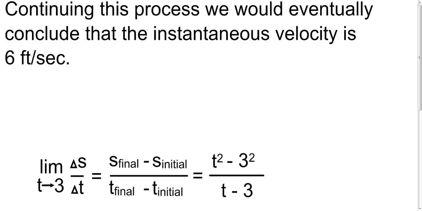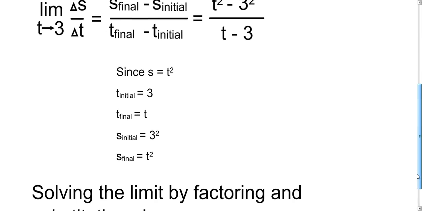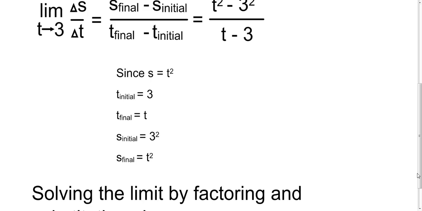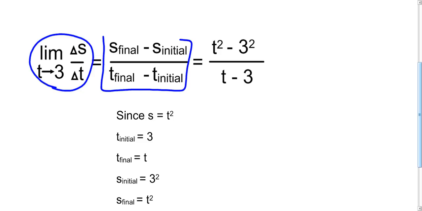If we continue this process and use smaller and smaller intervals until our intervals got really close to 3, we would see that they're approaching 6. Here's how we would do that. If we think about this algebraically, we want our time to approach 3 minutes. It's never going to be 3 minutes exactly, but we want our time to approach 3 minutes. We're using this handy-dandy little formula right here.